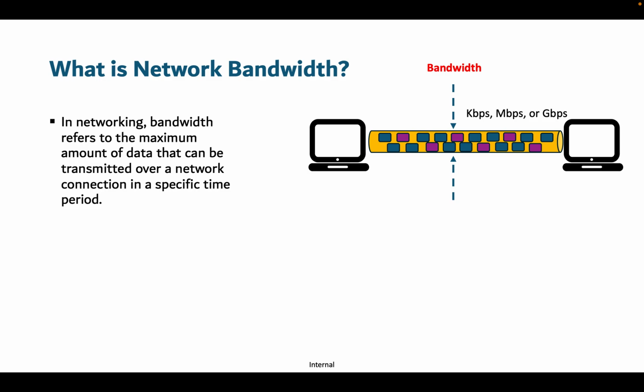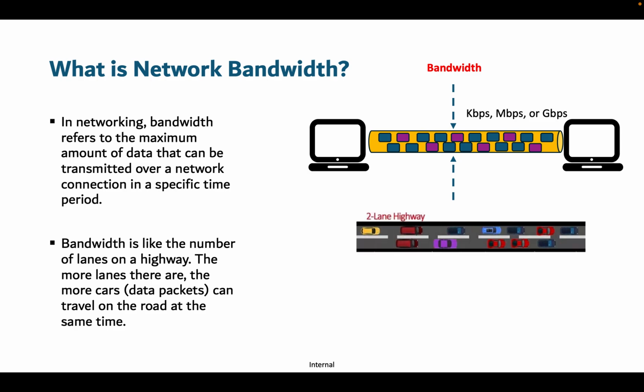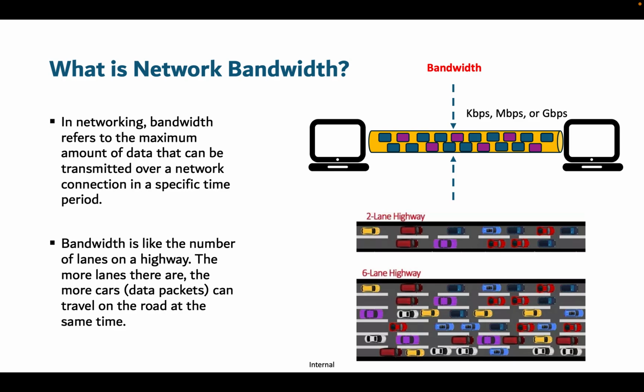So the higher the bandwidth, the more data can be transferred at once, which directly impacts the speed and performance of applications or file transfers, video streaming, and other network activities. If I explain this with an analogy of the highway, bandwidth is like the number of lanes in a highway. The more lanes there are, the more cars can travel. The cars are similar to data packets. So a two-lane highway will always transfer fewer cars if you compare it with a six-lane highway. Similarly, the higher the bandwidth, the more data packets can be transmitted.